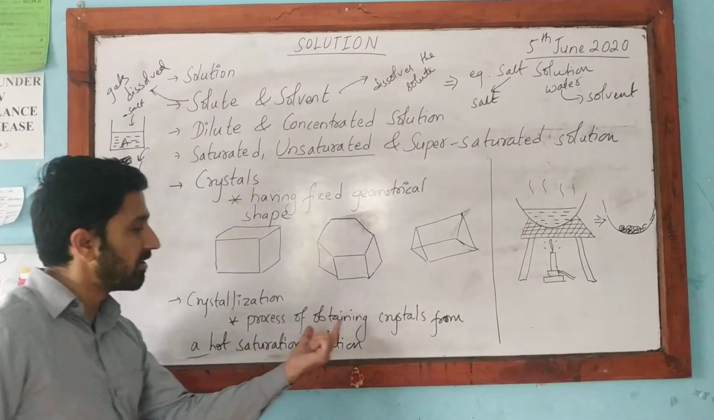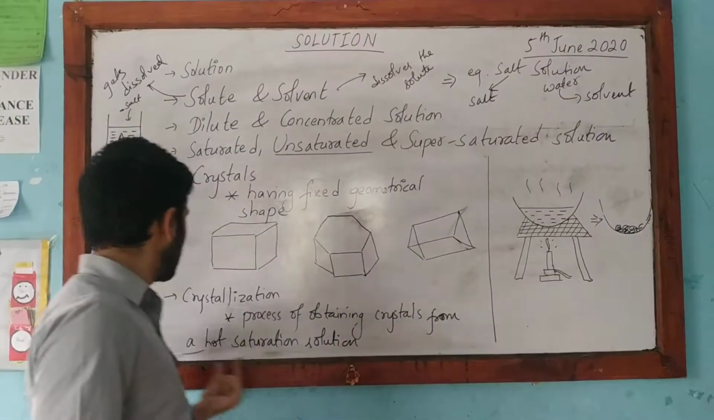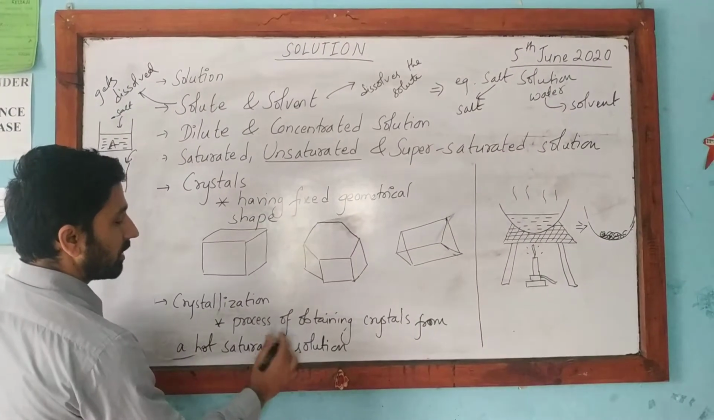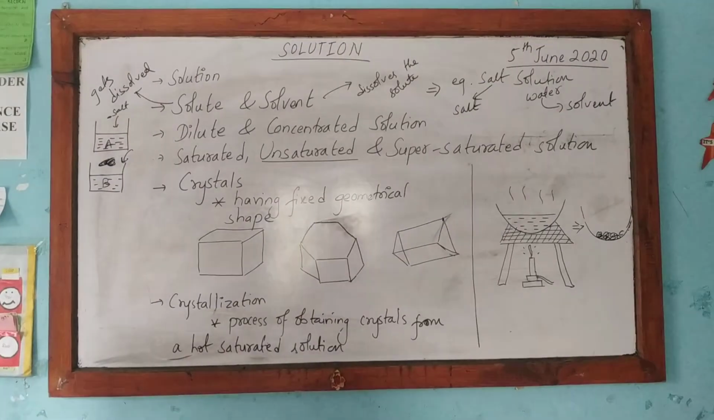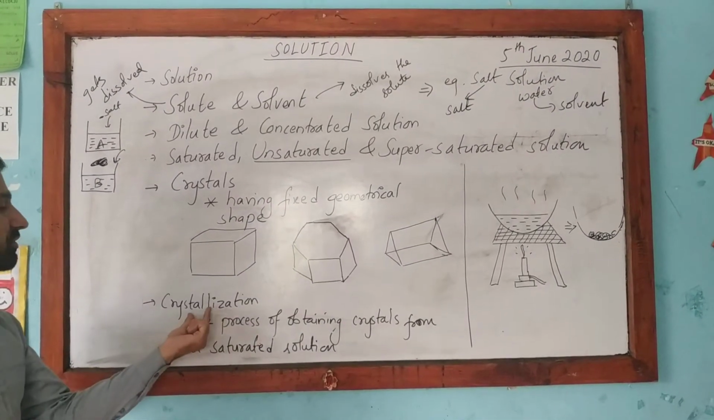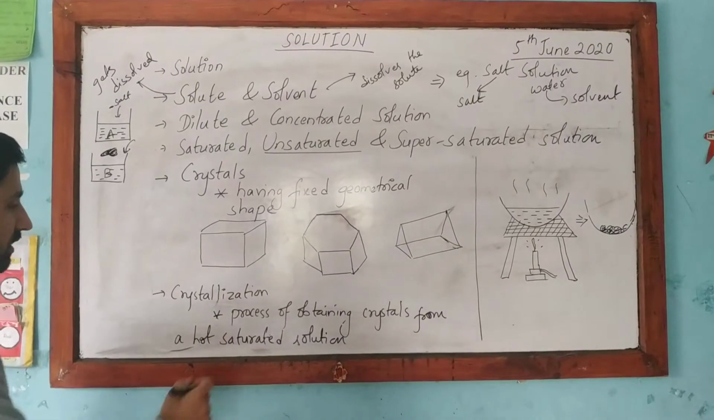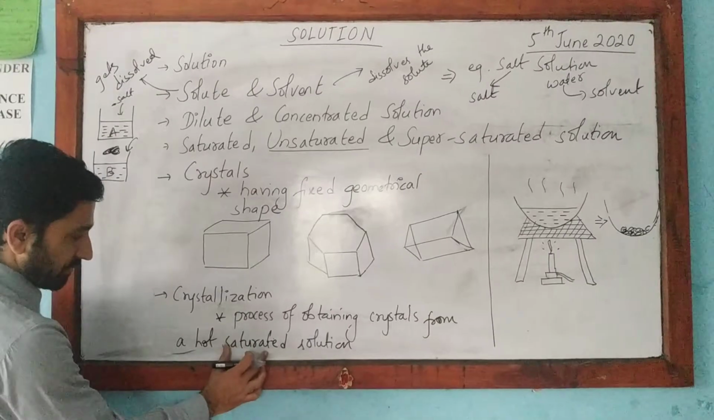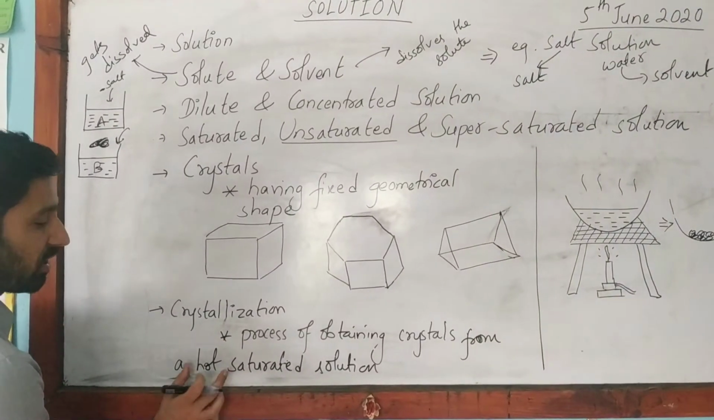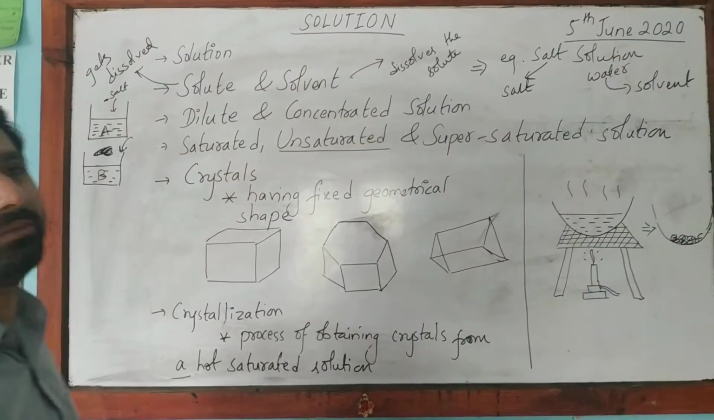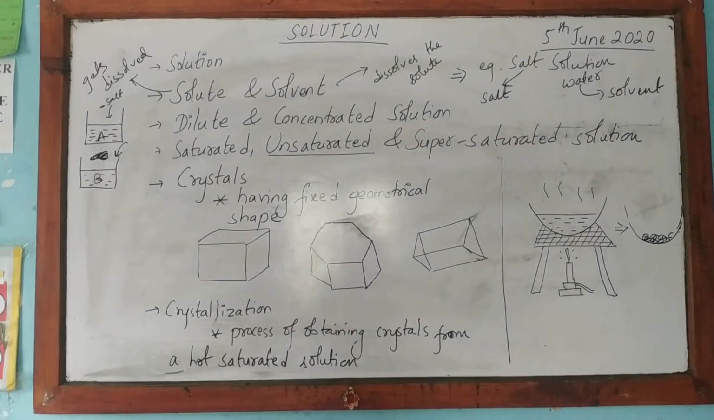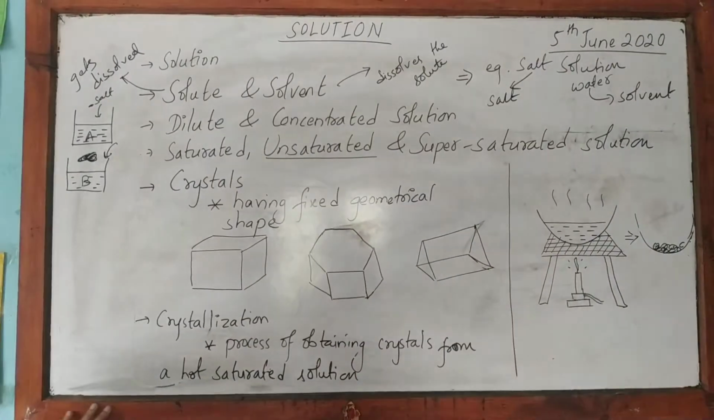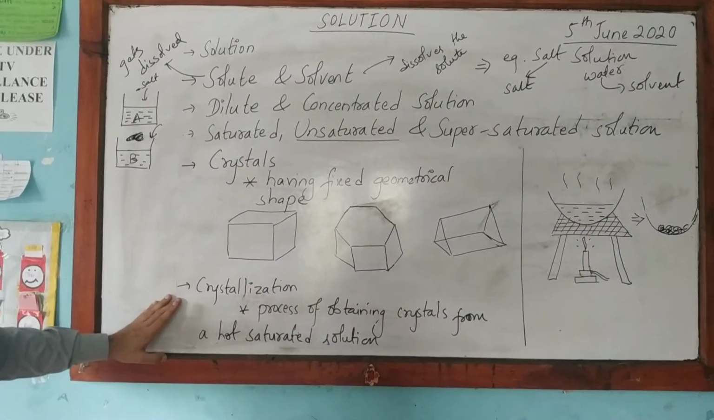Crystallization is the process of obtaining crystals from a hot saturated solution. Actually, the solution must be supersaturated, since here is the word hot. A hot saturated solution will obviously be supersaturated. If we increase the temperature of a saturated solution, it becomes a supersaturated solution. Now let me explain the activity of obtaining crystals.